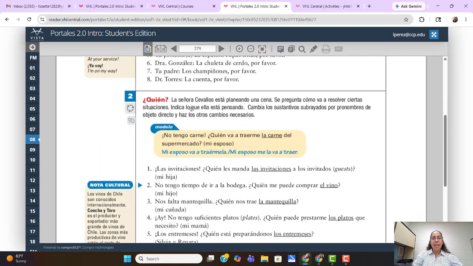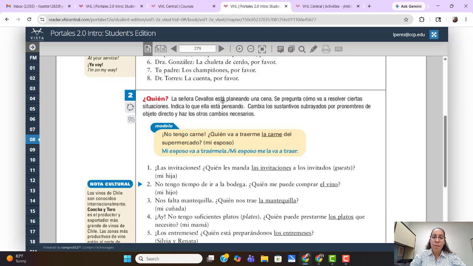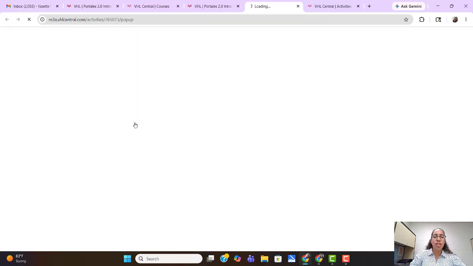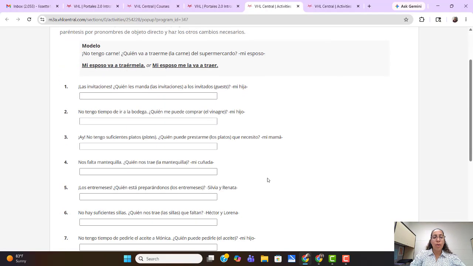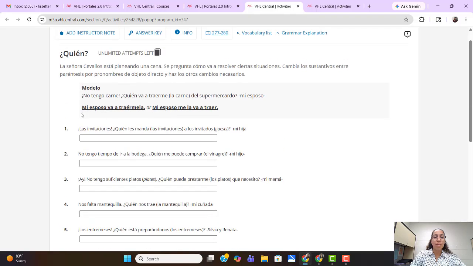Okay. Ese es quién. La señora Ceballos, never heard that last name, está planeando una cena. Se pregunta cómo va a resolver ciertas situaciones. Indica lo que ella está pensando. Cambia los sustantivos subrayados por pronombres de objeto directo y haz los otros cambios necesarios. Wow! So, the idea here is that we're going to have to change the underlined piece for the correct pronoun and basically restate these. I'm the type of person that's like, let's just jump in and see what's going to happen. So again, you should just watch me and then you can try some on your own.